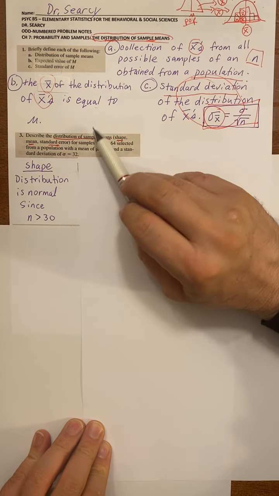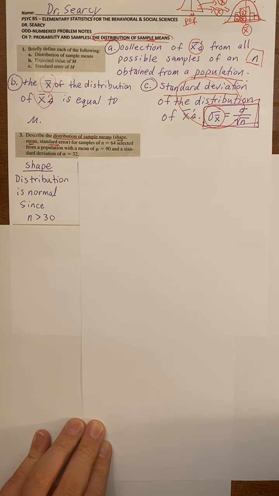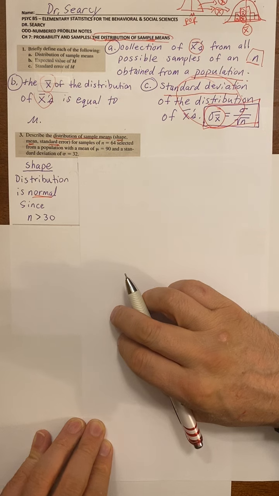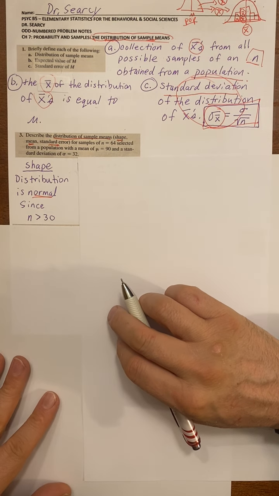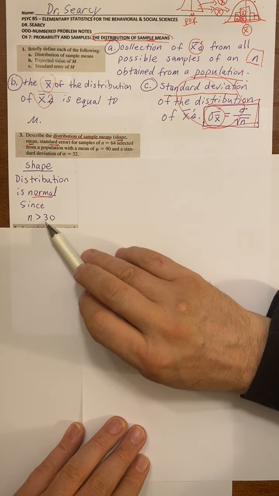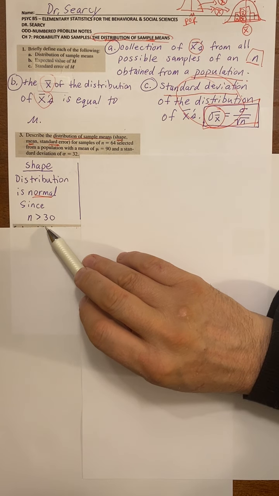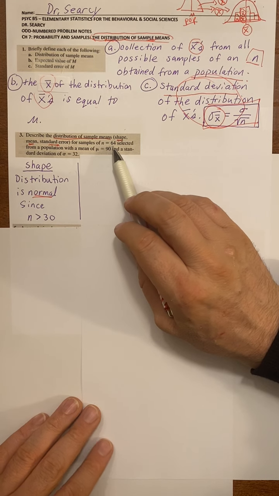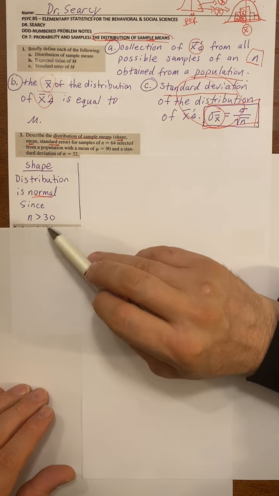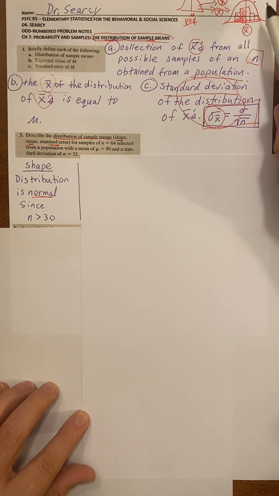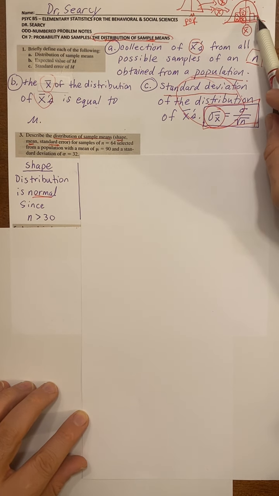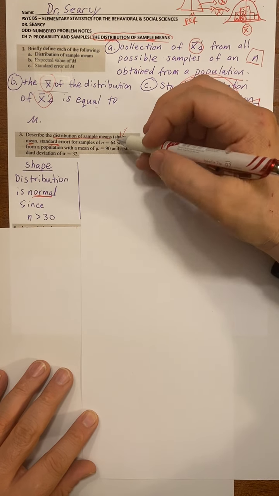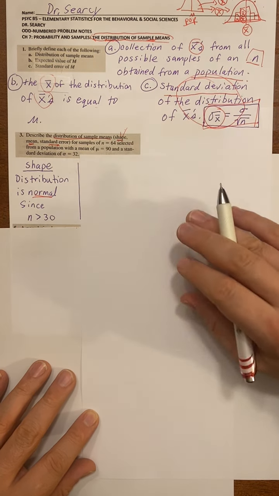So the distribution of the sample mean, its shape is going to be normal as well, particularly because you had more than 30 participants per sample, right? You had 64 participants per sample. And another thing that I said was by the time you get to 30, this curve is going to be normally distributed. Okay, so that's our description of the shape of this distribution of data.